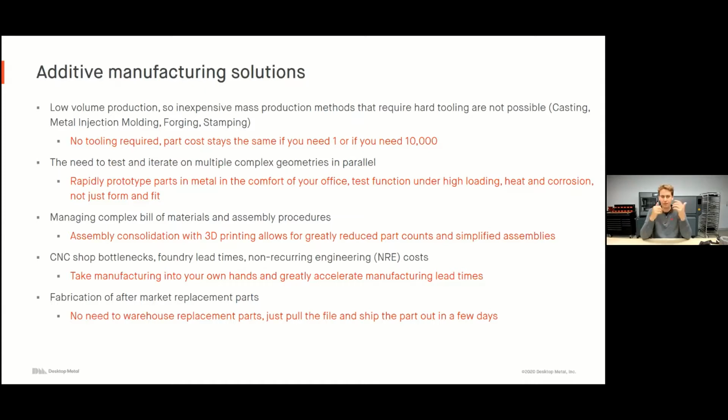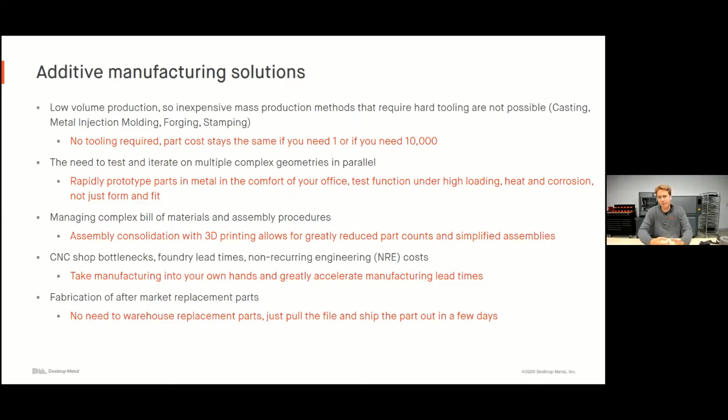In terms of CNC bottlenecks, really with 3D printing, especially with the Studio System, which is the printer behind me, we're now able to take manufacturing into our own hands. We can decide what's queuing. This printer is going to be a workhorse that's going to run over the weekend. It's going to run all night long. No operator burden. Simply put your parts on. In a few days, you're ready to go. This is going to take a lot of stress off of our machine shop and really allow us to take manufacturing into our own hands.